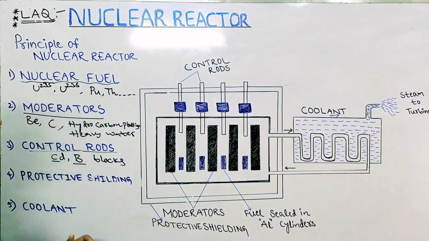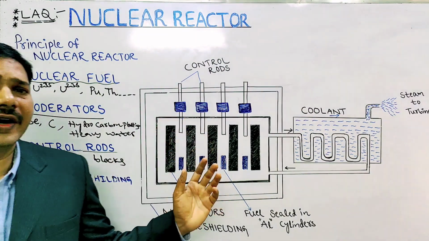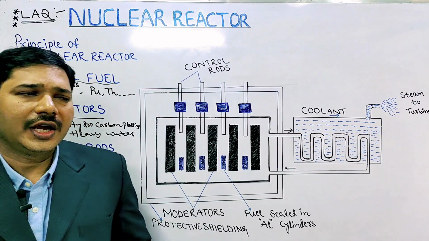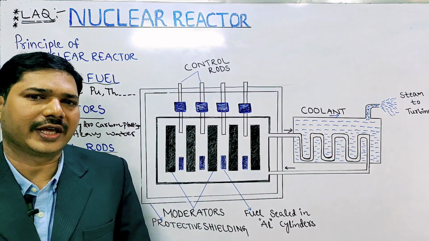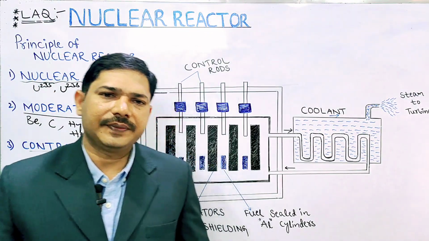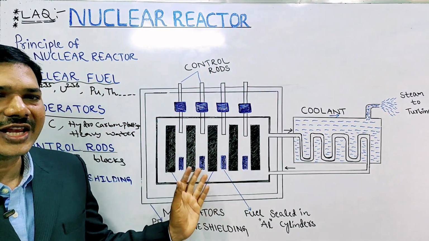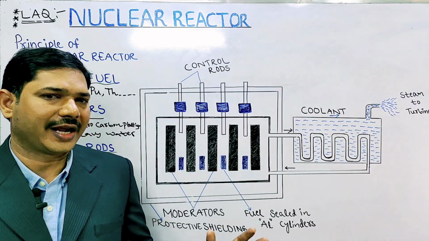And next, protective shielding. We know that in one fission reaction, on average 200 million electron volt energy is released. The number of fission reactions taking place inside the reactor core is very large.